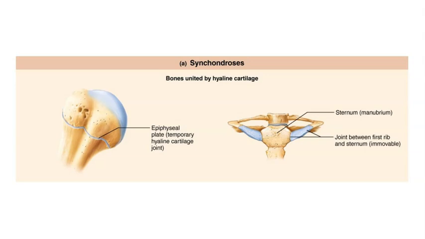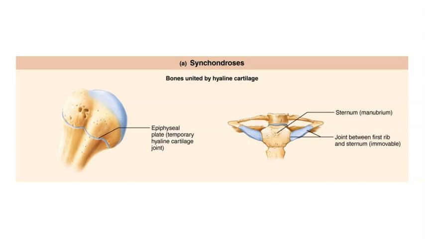The epiphyseal plate between the epiphysis and the diaphysis of long bones represents a temporary synchondrosis because the epiphyseal plate is the region in which the long bone growth occurs. Generally by our early 20s, the epiphyseal plate will be completely replaced by bone tissue, and the long bone will stop growing in length.